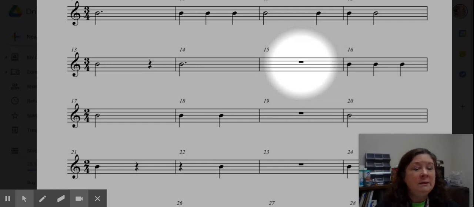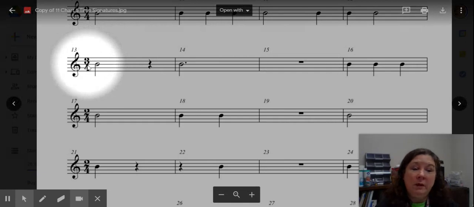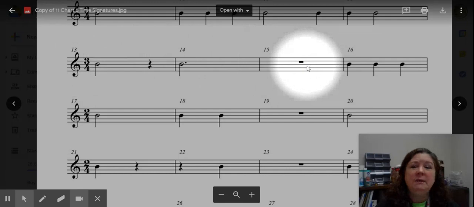Now in measure 15, this is some weirdness right here that we need to talk about, because this, as you well know, is a whole rest. And we know that a whole rest gets 4 beats. Well, how can I have 4 beats in a time signature where there's only 3 beats and I can't say 4? That's a valid question.